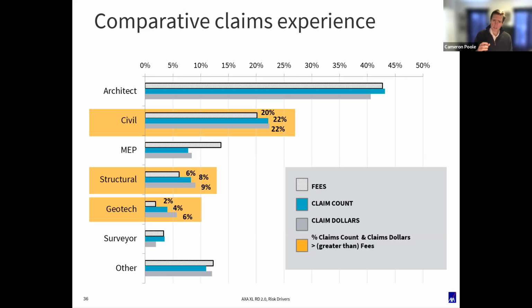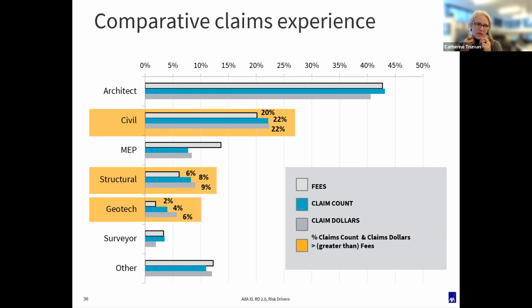Civils, pretty in line, but the claims count and claims dollars are slightly higher than the fees. I'm always told that this one is wrong, that MEPs should be higher in terms of the claims count and claims dollars because they cause all the problems on projects. I'm waiting for the revised data right now as we go through it. And honestly, from what I've seen over the past couple of years, we have had a lot of MEP issues, so that may rise at this point. But the last time we ran this, surprisingly enough, it was lower in terms of their claims count versus their fees on a project.